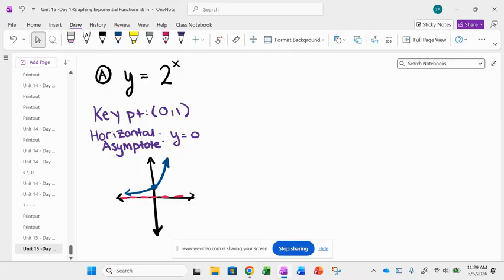So that's our first parent function. The other parent function is going to be y equals a half raised to the x power.